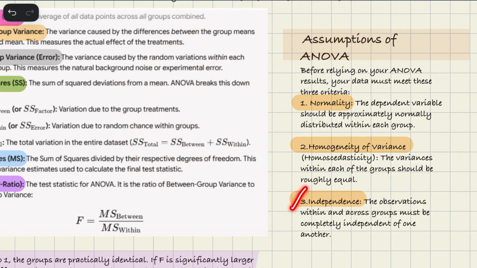And then comes independence. The data points must be completely independent within and across groups. So one customer's spending on layout A cannot influence what another customer spends on layout B, right? This is what independence means. That means observations within and across groups must be completely independent of one another.